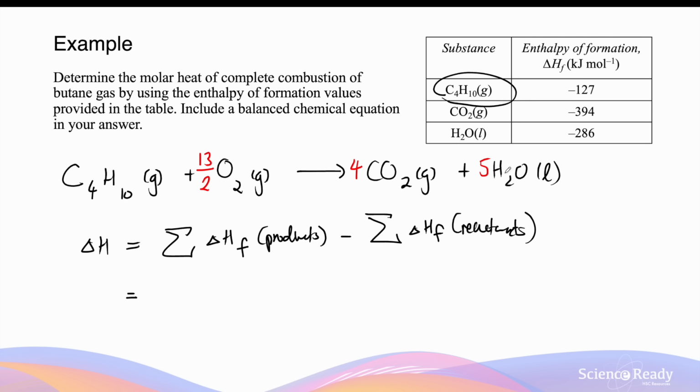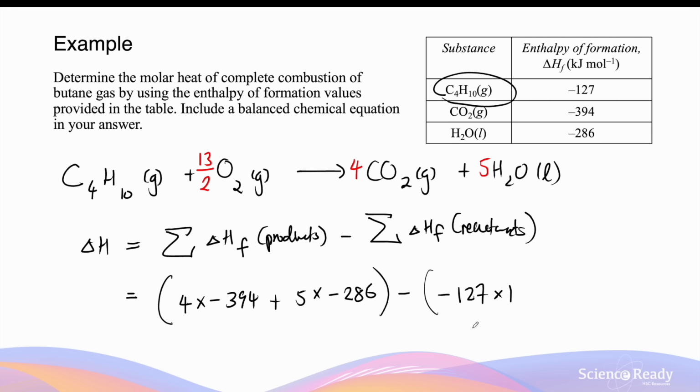The products are CO2 and water, and we are given the enthalpy change values respectively. So let's start with the CO2. We have 4 moles of CO2, so 4 times minus 394, plus 5 moles of water, 5 multiplied by minus 286 kilojoules per mole. That's the total for the products, and we'll minus the total for the reactants. And we have 1 mole of butane gas used in this reaction, so we'll just write down minus 127 times 1. And again, for the enthalpy change of oxygen gas, this will be 0 because this is the standard state for oxygen already. So we'll add 0 here.